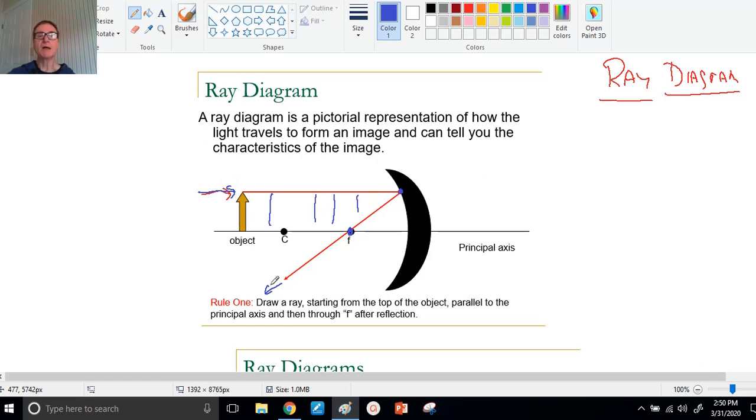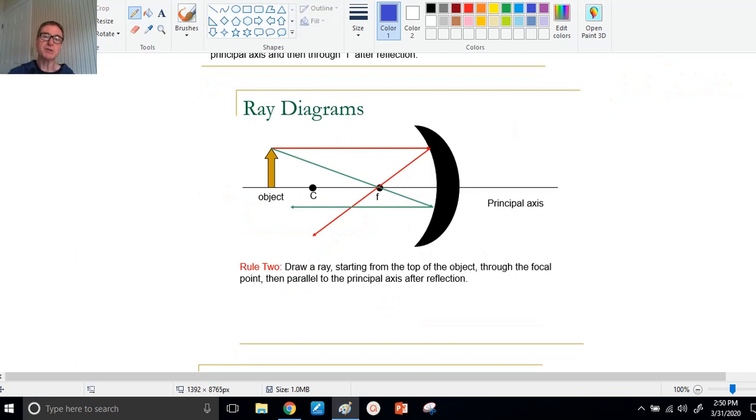You draw a line that is parallel to the principal axis. It strikes the surface of the mirror, reflects off of the mirror, and goes through the focal point. So that's rule number 1. Now one of the things I forgot to mention is, what's the point of drawing these ray diagrams? Well, the point of drawing them is so we can figure out where the image is. We can predict where the image is going to be.